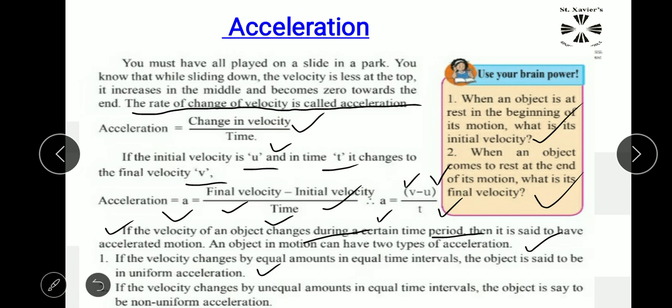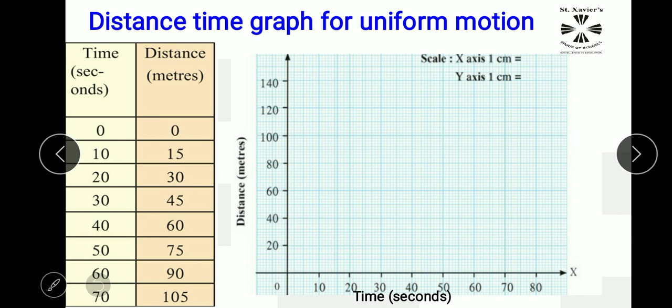If the velocity changes by unequal amounts, if the change in velocity is not equal in equal intervals of time, then it is said to be non-uniform acceleration, students. I'll give an example of non-uniform acceleration. See here, students, first we will talk about uniform motion. Here, students, a distance and time graph is shown over here.